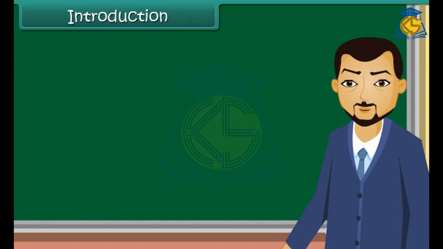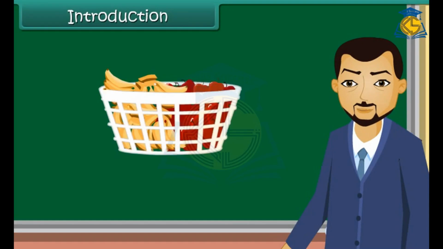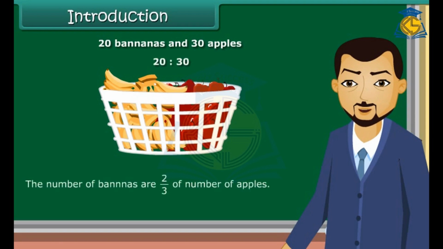Ratio means comparing two quantities. A basket has two types of fruits, 20 bananas and 30 apples. Then the ratio of the number of bananas to the number of apples is equal to 20:30. The number of bananas is 2/3 of the number of apples. In terms of ratio, this is 2:3, read as 2:3.